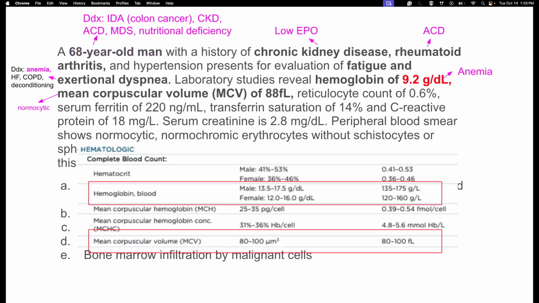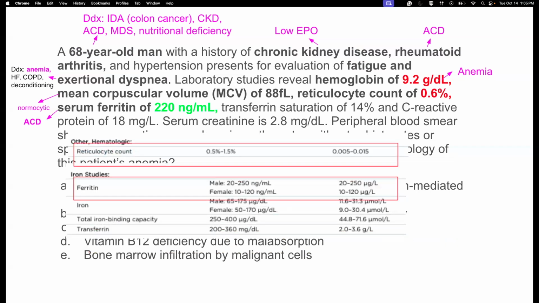So first, hemoglobin of 9.2 and MCV of 88. So I put the lab values down here at the bottom. So if you don't know them, that's totally fine. You'll get these values on the exam. For a male, normal hemoglobin is 13.5 to 17.5. Here it's 9.2. So there you go. We know this patient has anemia. MCV is 88, and the normal MCV in this chart is 80 to 100. So 88 is normal. This is a normocytic anemia.